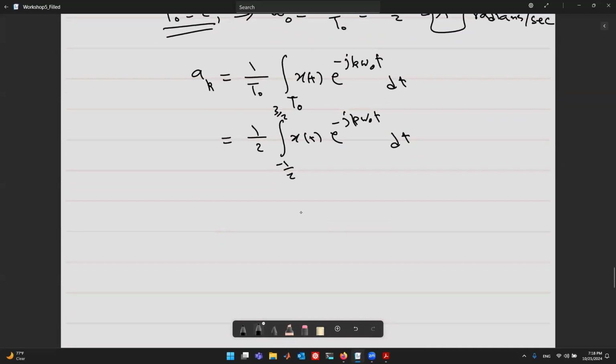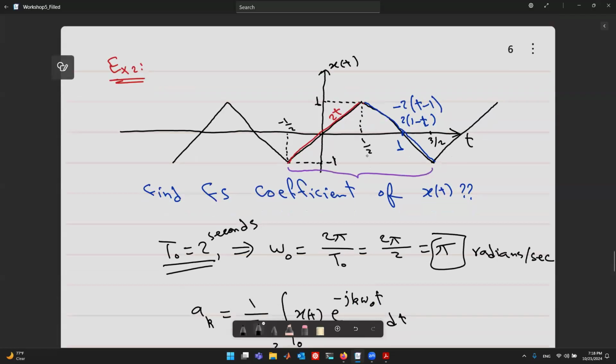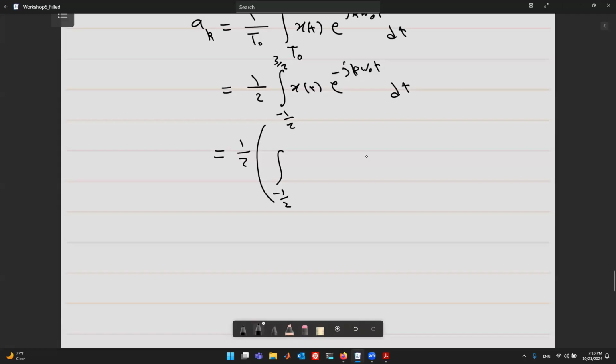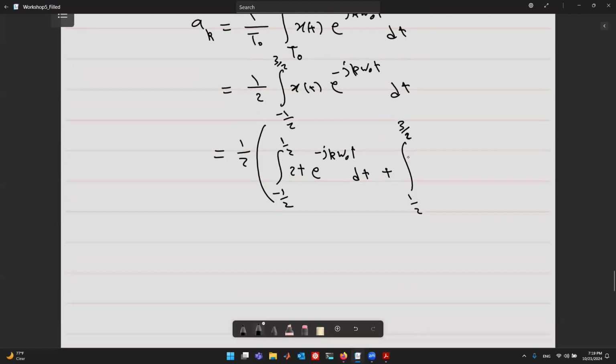This integral can be split into 2, and it will be 1/2 times the first, from -1/2 till 1/2, where the function is just 2t times exponential minus jk omega naught t dt, plus the rest, from 1/2 to 3/2, where the function was 2 times (1 minus t), so 2 times (1 minus t) exponential minus jk omega naught t dt.